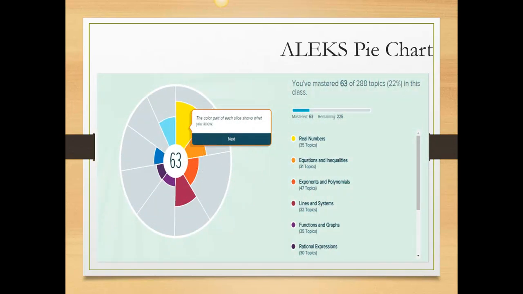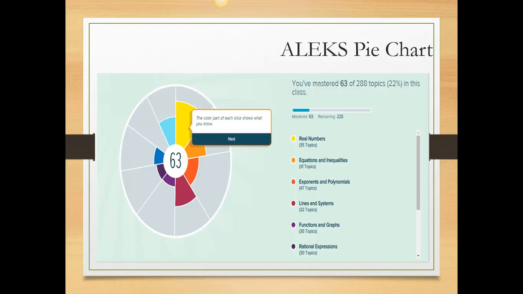So here's an example of the pie chart that you're going to see as soon as you complete your assessment. You'll see the big number 63 in the middle there. And over to the right, you'll see that you've mastered 63 out of 288 topics. This is 22% of the topics in the class. Now again, depending on which course you're in, the total number of topics may be different. Obviously, the pre-calc class is going to have less topics than the calculus classes.